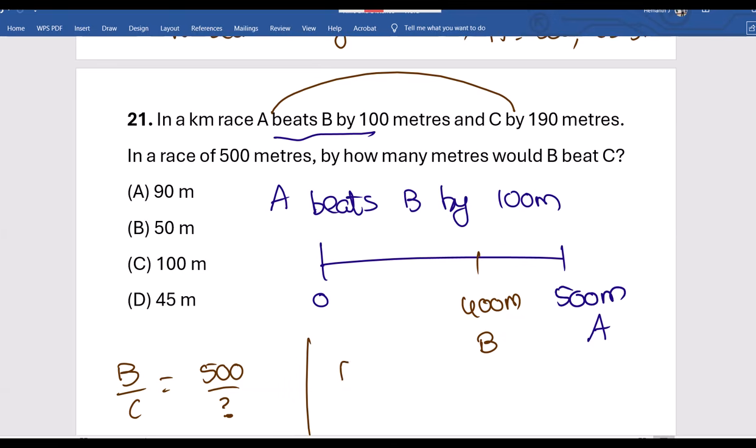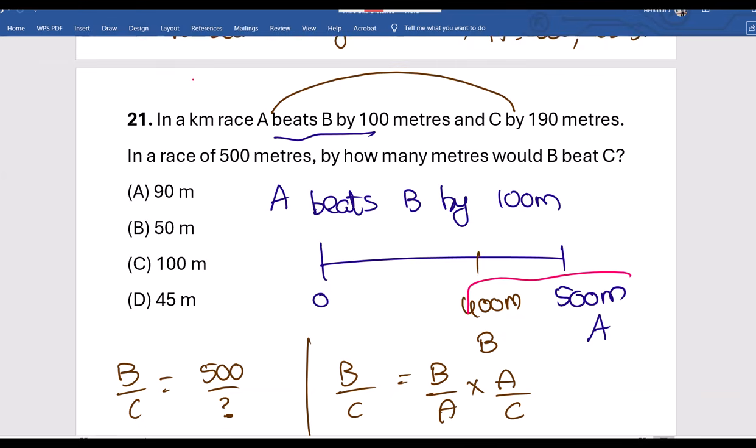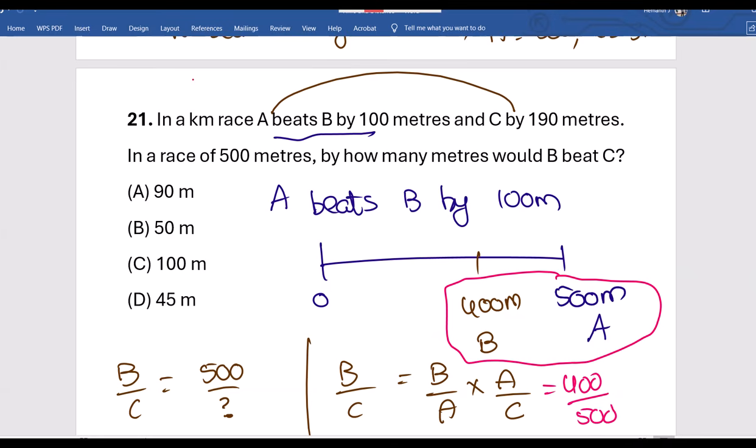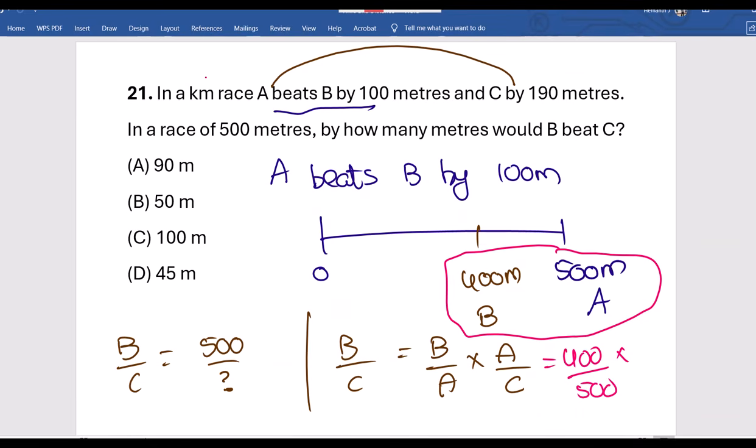How can I get B by C? B by C is nothing but B by A into A by C. Do you agree? Can I write B by C as B by A into A by C? What is B by A, from the first data? B by A is 400 divided by 500. From the second data, A by C is 500 by 310. Now 500 cancels. It's 400 divided by 310.